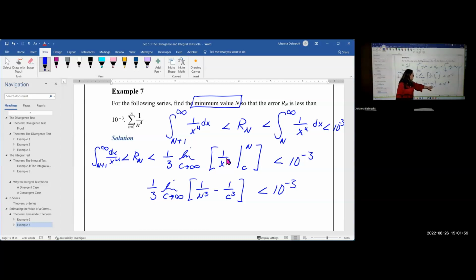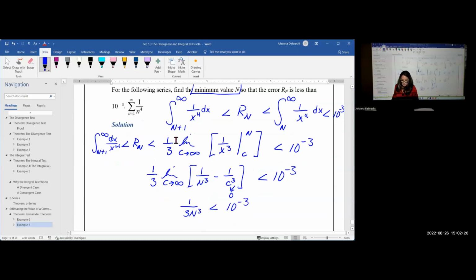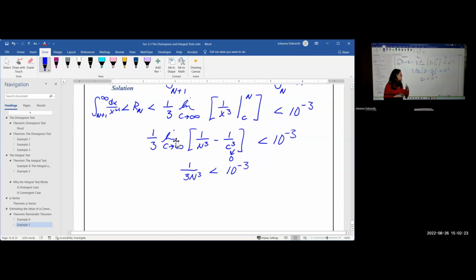Now we know as c goes to infinity, the denominator goes to infinity, so the fraction goes to 0. And since uppercase N is a constant, this allows us to write 1 over 3 uppercase N cubed has to be less than 10 to the negative 3. Now, writing 10 to the negative 3 gets a little tiresome, plus it isn't really in fraction form, so we want to rewrite this in fraction form. Of course, we simply write it as 1 over 10 to the 3rd.